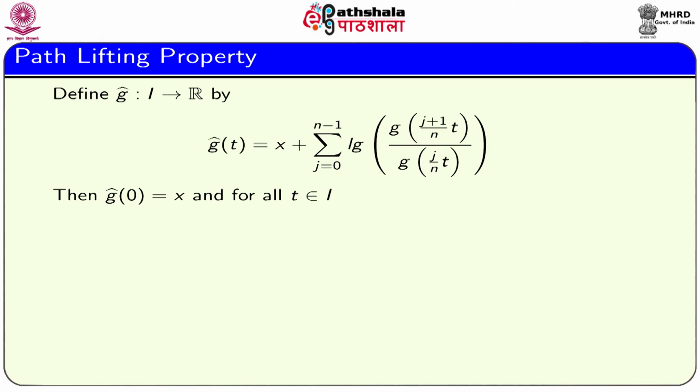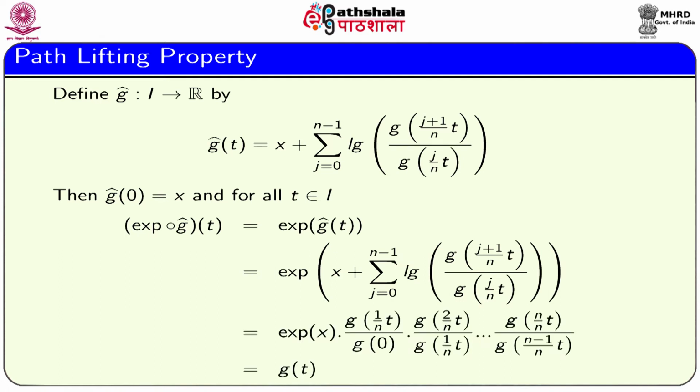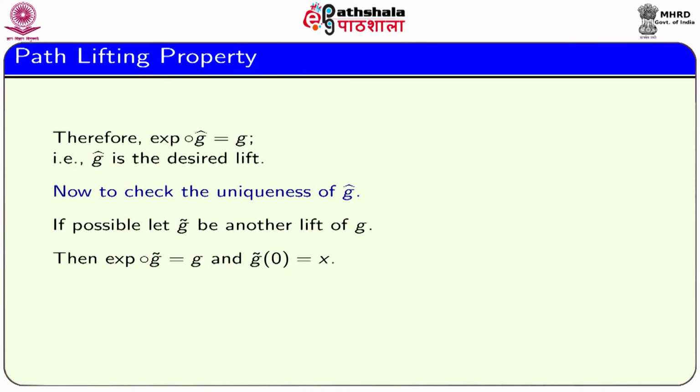Then g cap of 0 is equal to x, and for all t belonging to I, exponential composed g cap evaluated at t will be equal to g t. Therefore, exponential composed g cap is equal to g. That is, g cap is the desired lift. Now we check the uniqueness of g cap.